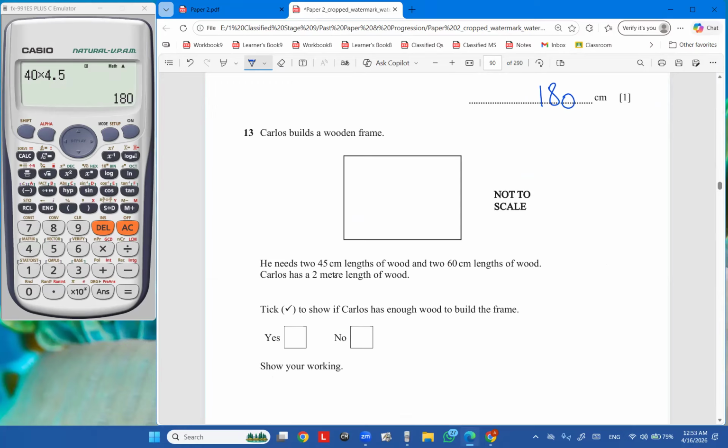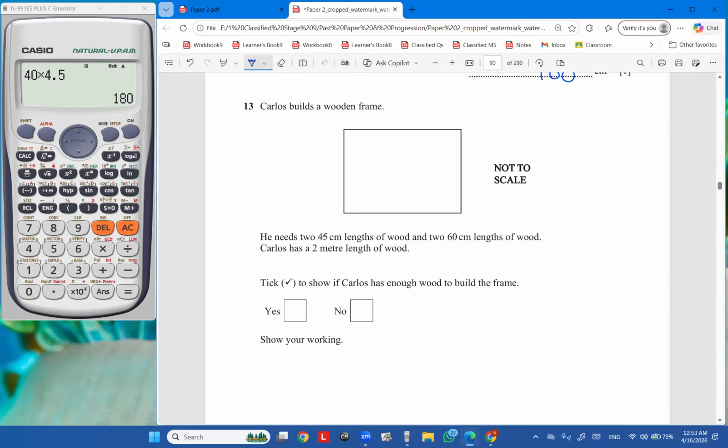Carlos builds a wooden frame. He needs two 45-centimeter lengths of wood and two 60-centimeter lengths of wood. Carlos has a 2-meter length of wood. So let's look at this. He needs two 45 centimeter lengths of wood, so this is 45 and this is 45. And he also needs two 60s, so 60 and 60. But he has only 2 meters, which is how many centimeters?